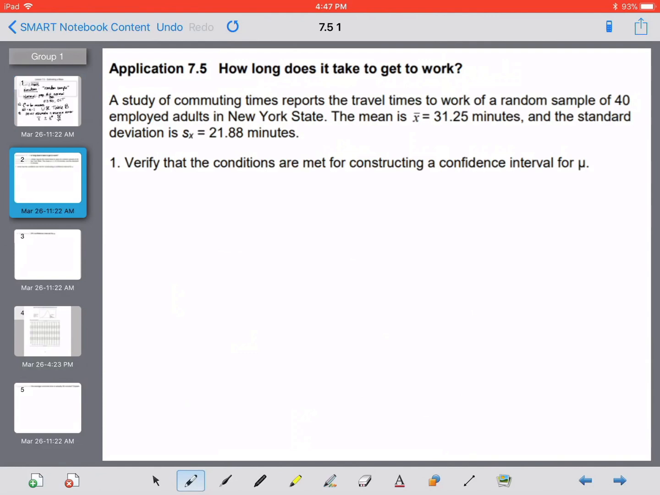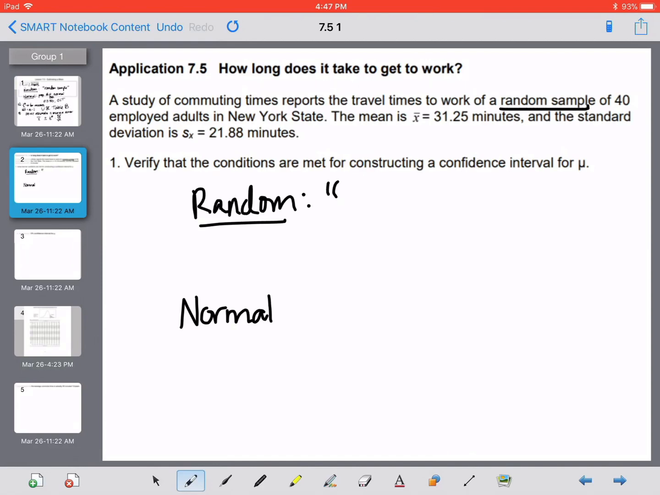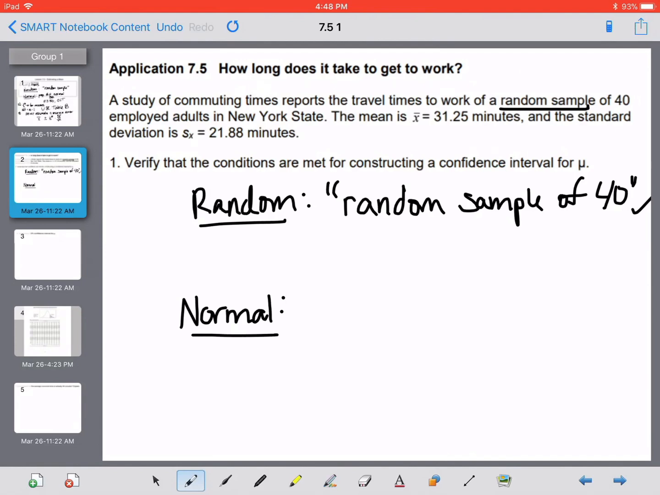So this is number one. We want to check the conditions. Basically, are we random, and is it normal? Let's talk about random. In the problem, I see here a random sample. They say, and I'm just going to quote it, random sample of 40. So that works. Normal. In the problem, it doesn't say anything about the population distribution being normal.